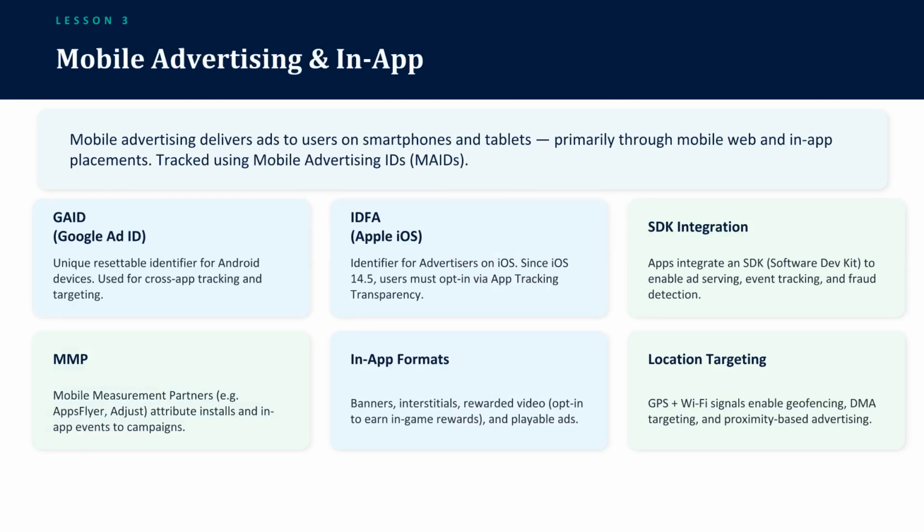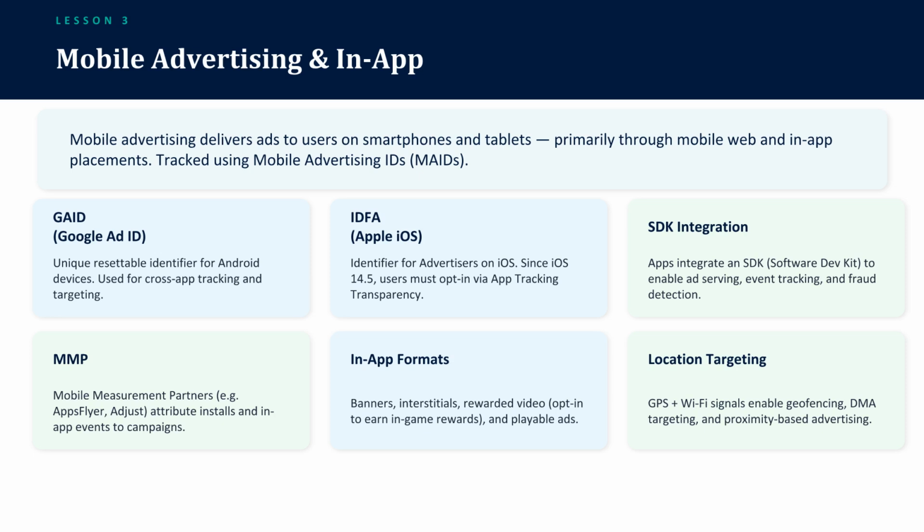On desktop web, the primary identifier was the third-party cookie. But cookies don't work the same way in mobile apps. Instead, mobile uses mobile advertising IDs (MAIDs). Mobile advertising is now the largest segment of digital advertising by volume.